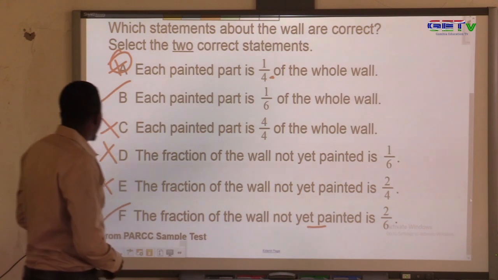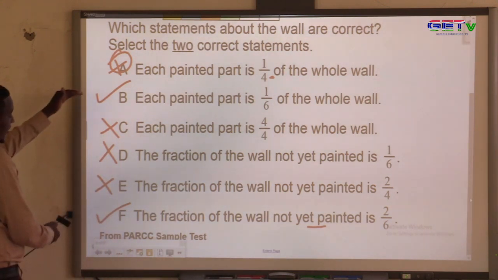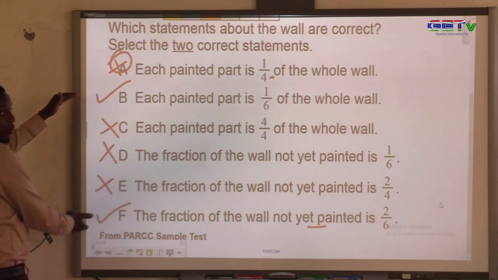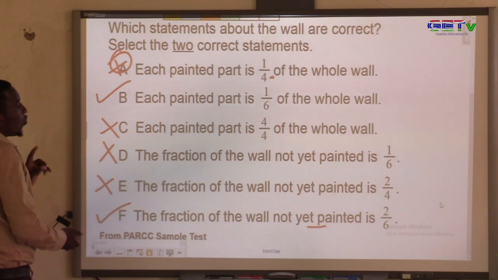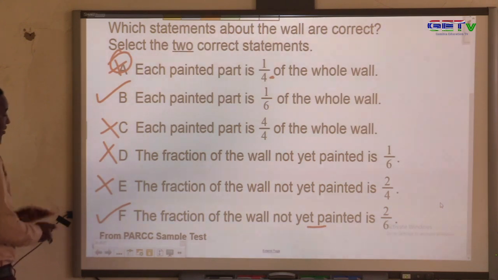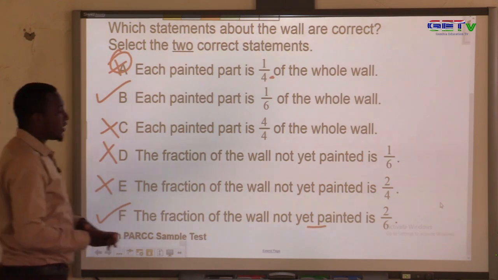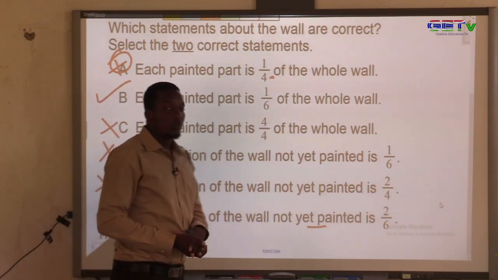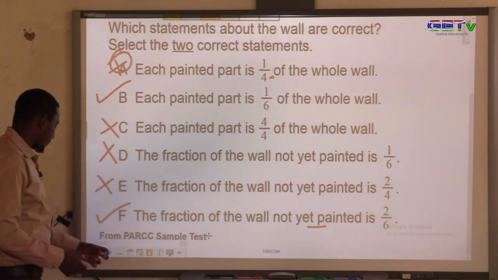So far, the two statements that are correct in this case are statement B and statement F, which read: each painted part is 1/6 of the whole wall, and the fraction of the wall not yet painted is 2/6. So we move ahead to another question.